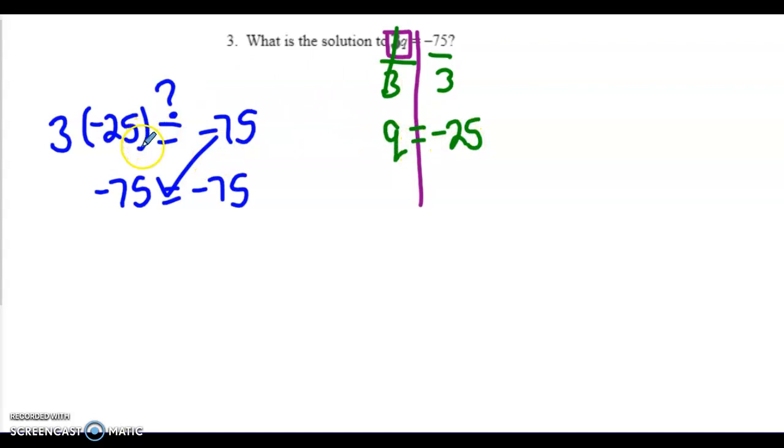If you substitute your answer back in and it does not equal it, that's a red flag that you have it wrong and to go back and resolve it. So this is my answer.